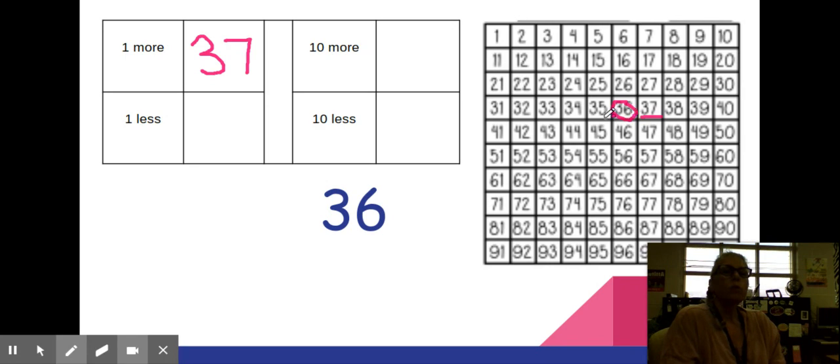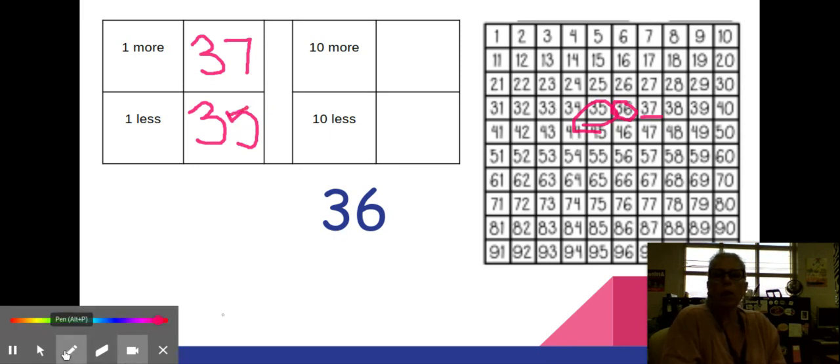Now, as we move to the left, the numbers get smaller by 1 each time we move. So 36, 1 less than 36, we move to the left, and it's 35. So 1 less than 36 is 35.